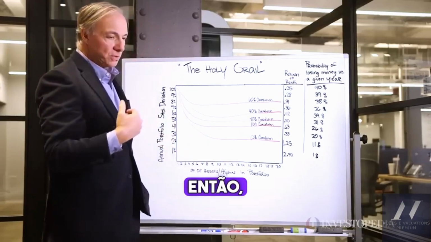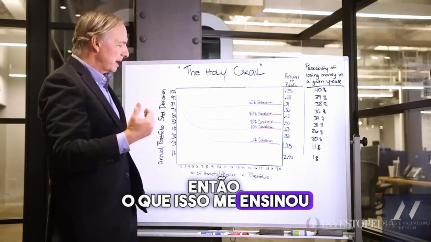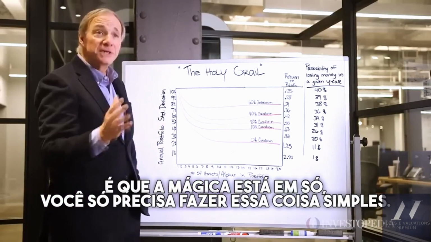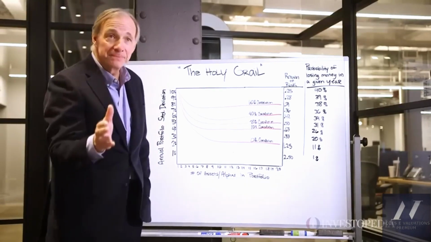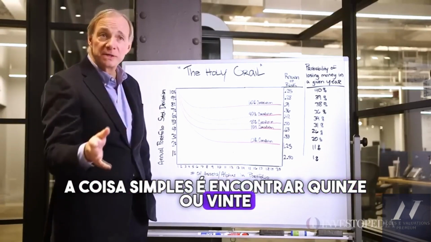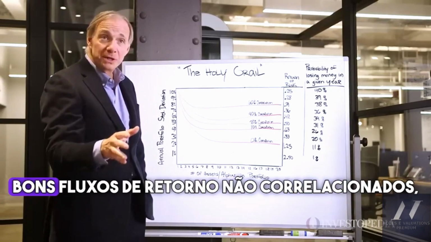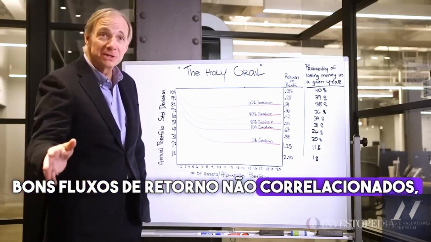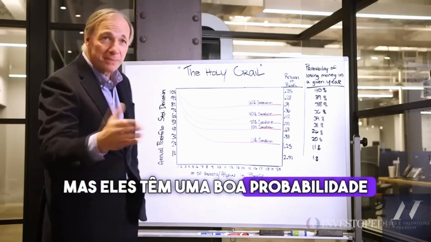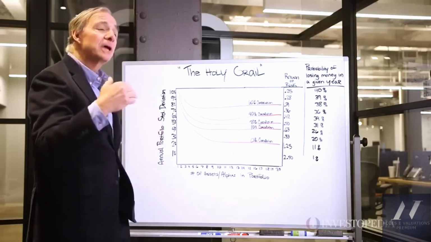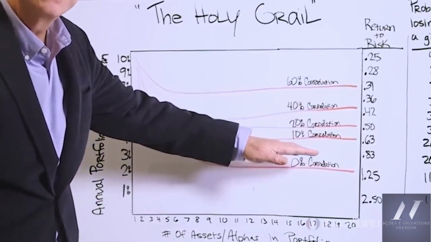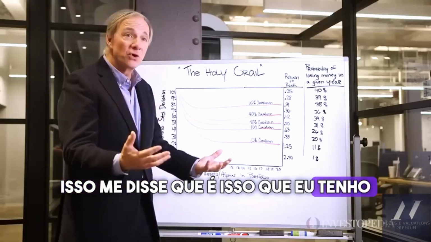So what that taught me is that the magic is you only need to do this simple thing: find 15 or 20 good, uncorrelated return streams. Things that are probably going to make money, but you don't know, but they have a good probability of making money, and that have low correlation. That told me that's what I have to go after.